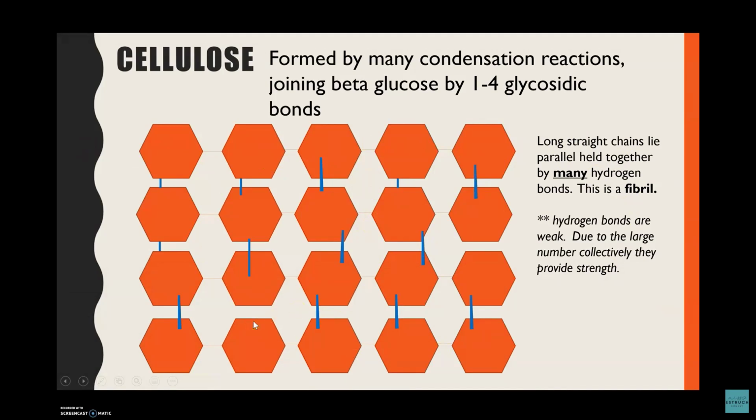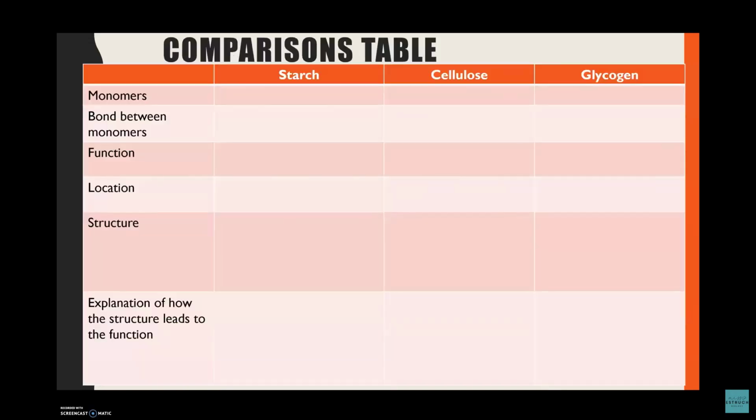Now, the way that this provides structural strength is because of the number of hydrogen bonds. So I've pointed out here, an individual hydrogen bond is weak. Due to the large number, collectively, they provide the strength to the cell wall. So that's it. That is our 3 polysaccharides, and we'll go through the table so you can just check you have noted down all of the key information.